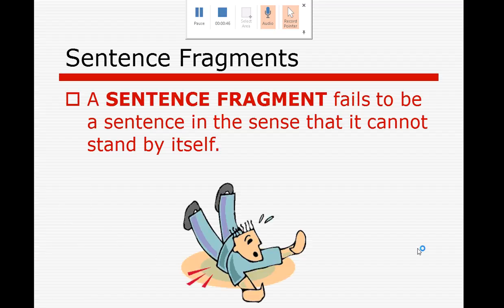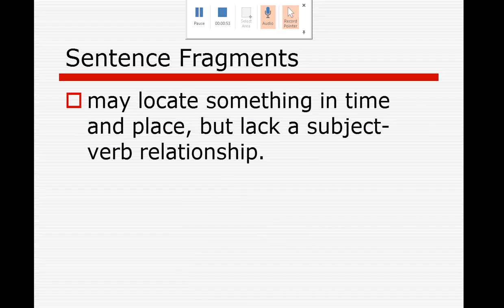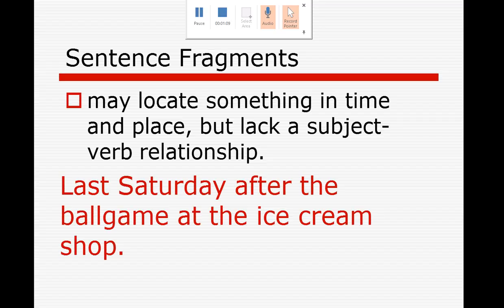But sometimes you can have a fragment when the sentence cannot stand on its own. So some ways that a sentence cannot stand on its own, be an incomplete thought or a fragment. If it locates something in time and place but lacks that relationship, subject verb, for example, last Saturday after the ball game at the ice cream shop, you would need to add on something there to make that a complete thought.